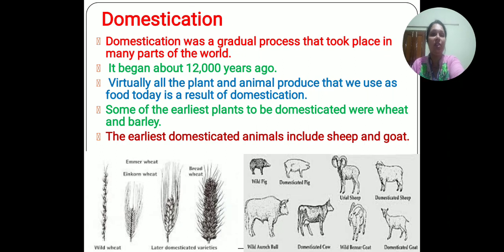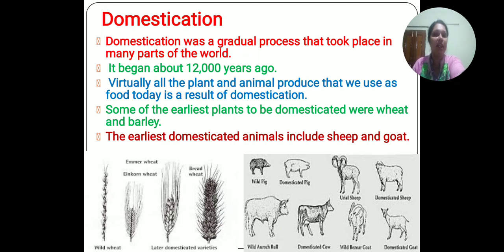So domestication was a gradual process that took place in many parts of the world. So it was not done in a day or in 2 days. It was a gradual process. So it took so many years to change, and it took so many years to take place in every part of the world. It began about 12,000 years ago when the Mesolithic period was there. The people started thinking about keeping the animals with them, keeping the plants with them. So it began about 12,000 years ago.